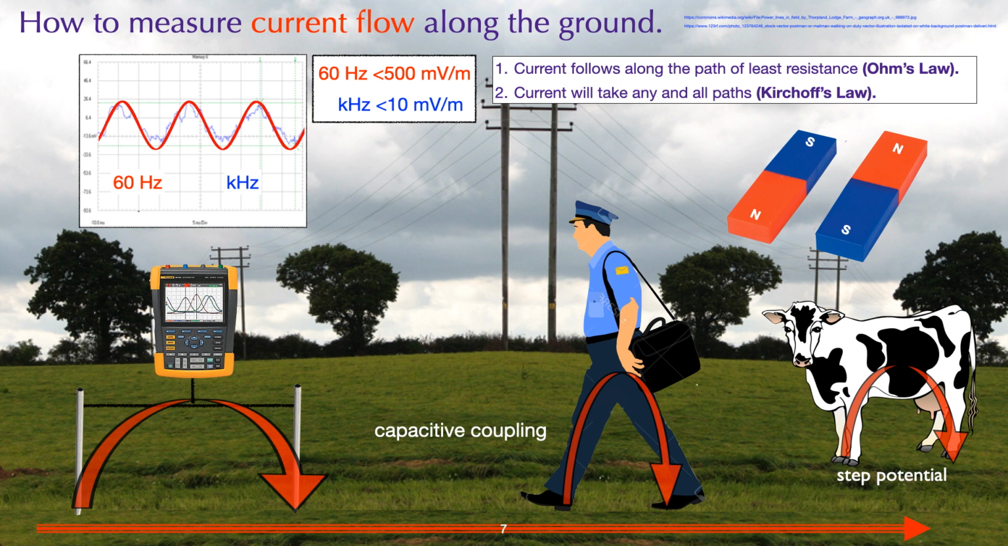The best way to demonstrate capacitive coupling is with 2 magnets that are brought close to each other. If one magnet jiggles, it will cause the other magnet to jiggle even though they are not in contact.